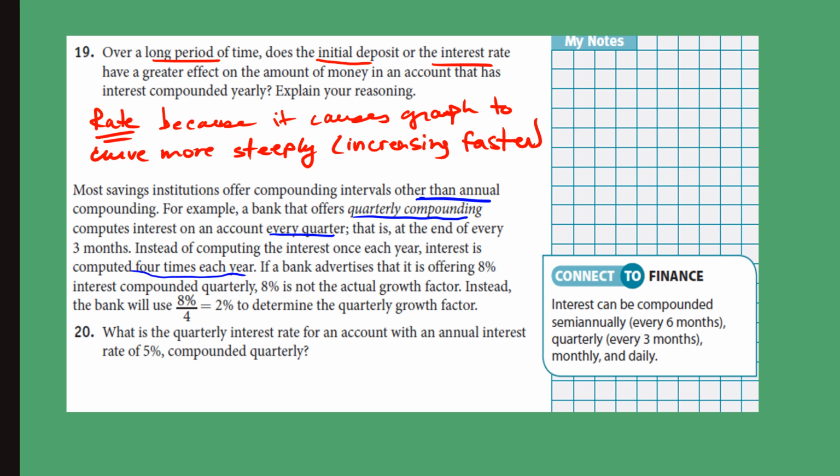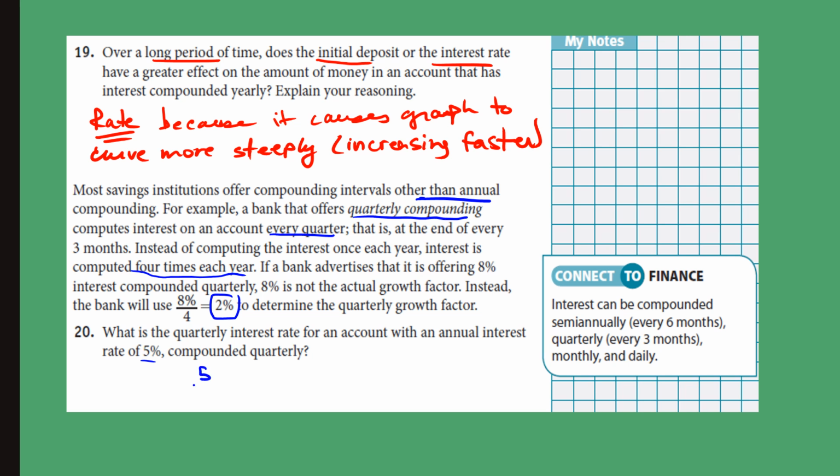If a bank advertises that it's offering 8% interest compounded quarterly, 8% is not the actual growth factor. Instead, the bank will use 8% divided by 4, which is 2%, to determine the quarterly growth factor. What is the quarterly interest rate for an account with an annual interest rate of 5%, compounded quarterly?